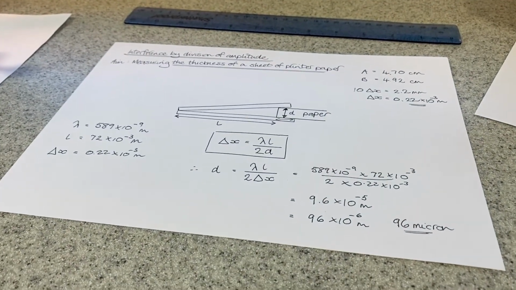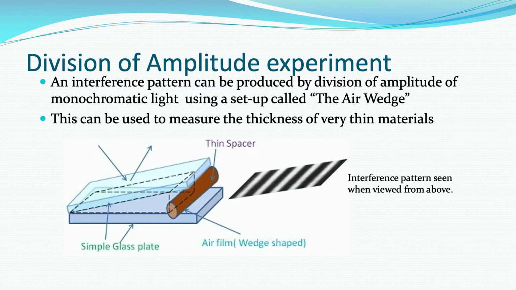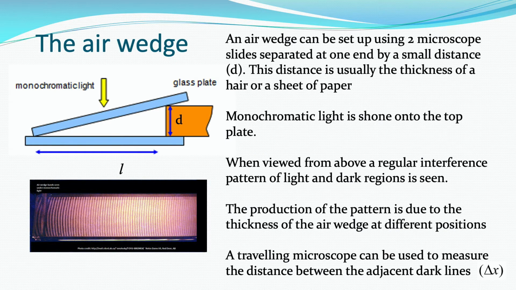There you go then. Right, here's the PowerPoint slides that go along with this part of the work. Division of amplitude experiment. An interference pattern can be produced using a setup called the air wedge. And we can use that to measure the thickness of very thin materials. There you can see the interference pattern that you would see when viewed from above. And in this case, that's a thin wire or a human hair that's been placed between the slides to make the air wedge. So there's this kind of side view of it, same as we had with our sheet of paper, our printer paper, between the two glass plates.